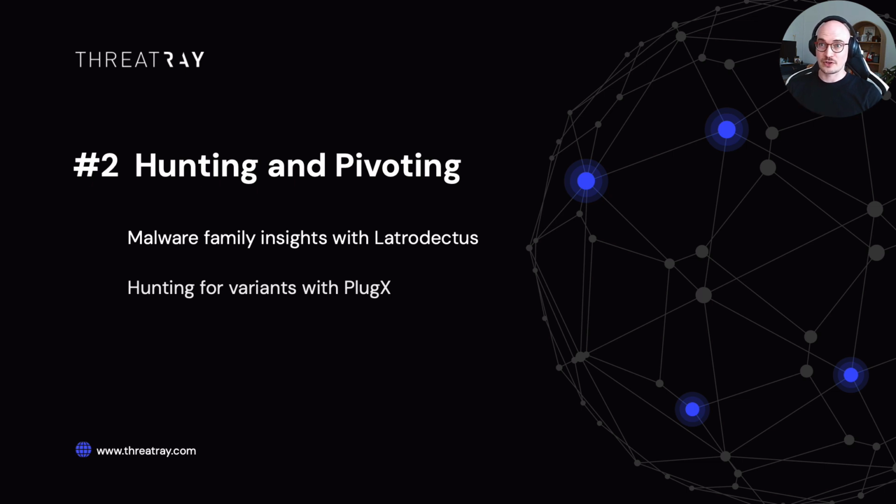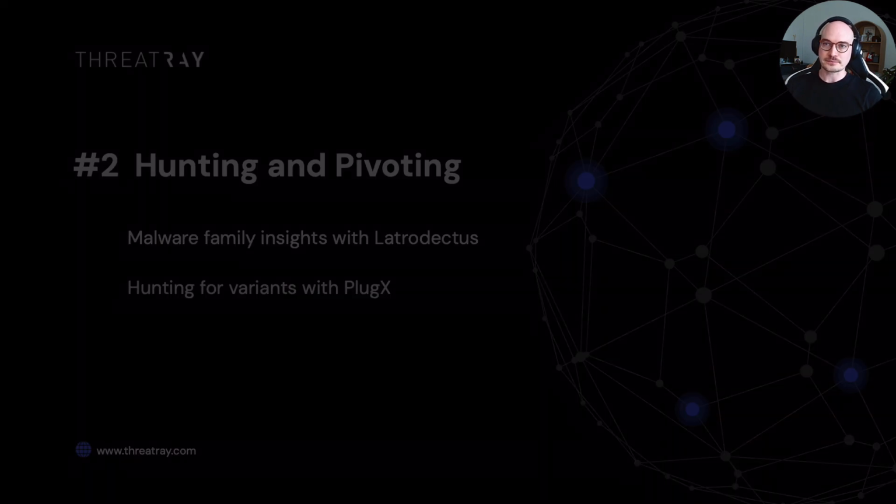During the first video we looked at one particular sample which was detected as Latrodectus, and we touched on a few hunting and pivoting related points, notably around prevalence and OSINT hunts. Now we'll dive a little bit deeper into this particular malware family and try to understand how we can use hunting and pivoting to get some interesting information related to that family.